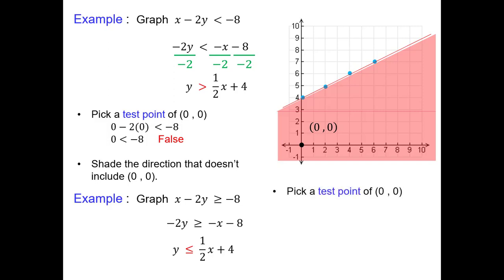But we could also use that other method where we pick a test point to determine the direction to shade. And therefore, if we choose 0, 0 and plug that 0, 0 into x and y again, right over here, then we would indicate that 0 is greater than or equal to negative 8. And that's true. 0 is larger than negative 8, which is why we're going to be shading the direction that includes 0, 0. So this shaded region is considered our solution set to this inequality.